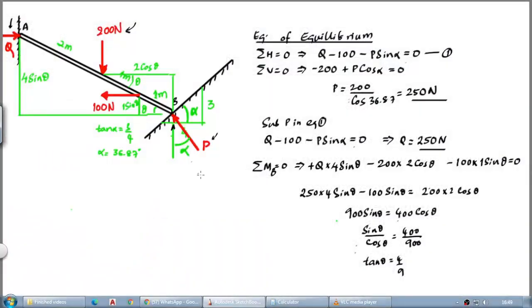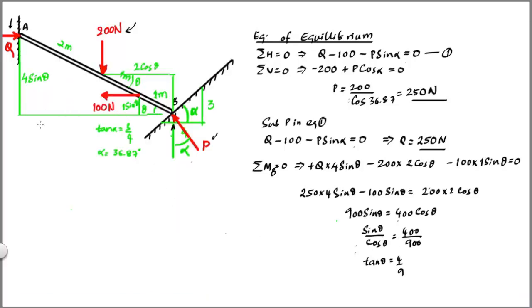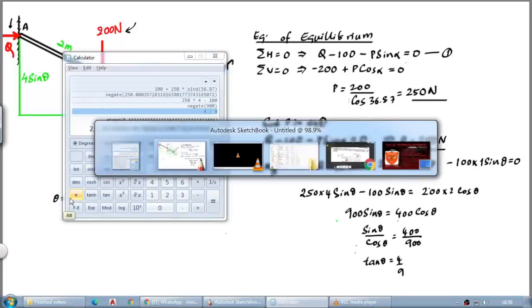Just by doing the calculation, we will be able to get it. So 4/9, this is the value, and we have to take the inverse tan of this. We get that angle as 23.96. So the angle theta is 23.96.